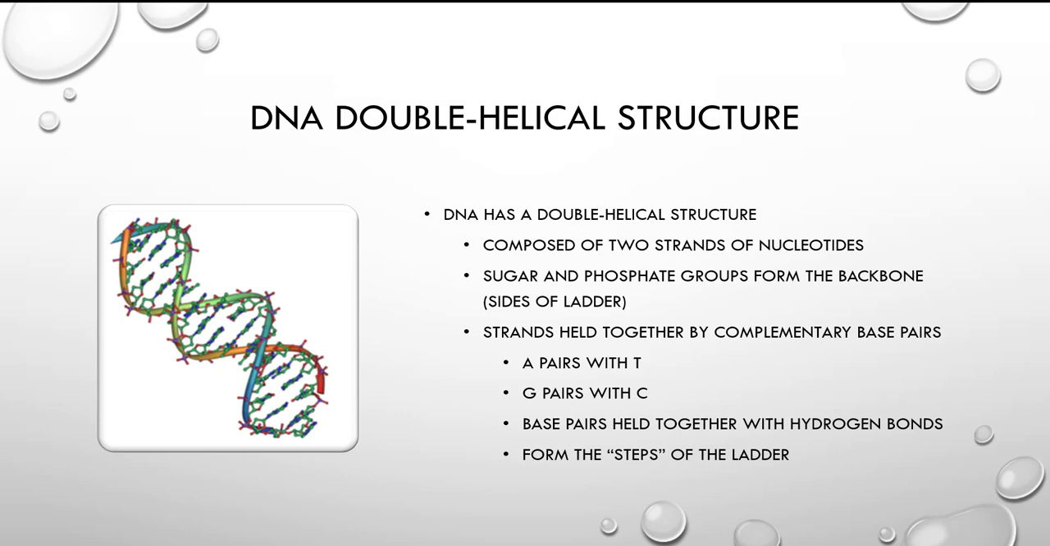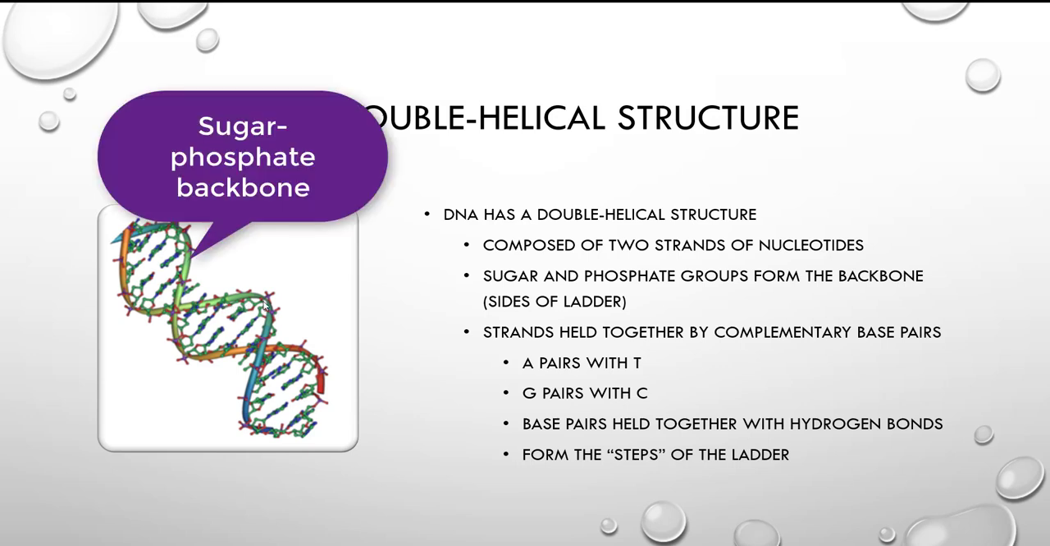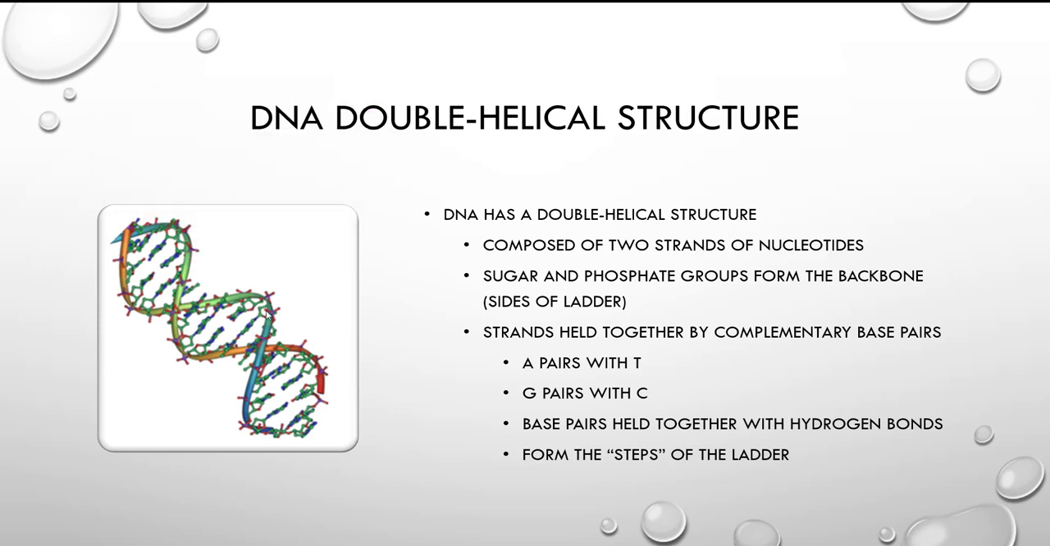Now, one thing that's different between DNA and RNA, DNA is a double helical structure. So when we look at DNA, we have 2 DNA molecules, so it's 2 strands of nucleotides. And when we look at it, the sugar and the phosphate groups form the backbone. So this line right here, that is the sugar and the phosphate group. So that forms like the sides of the ladder here.